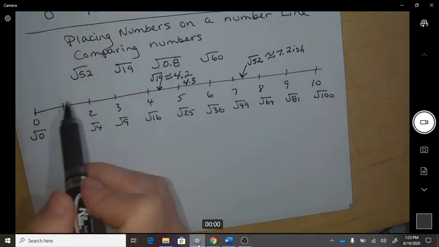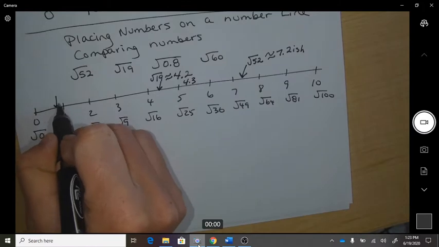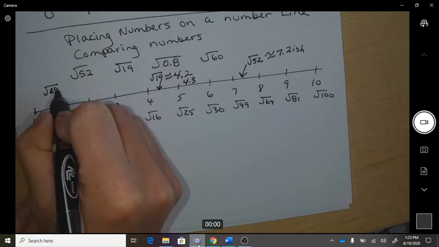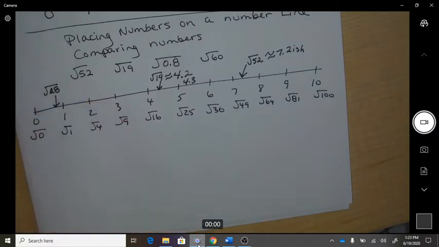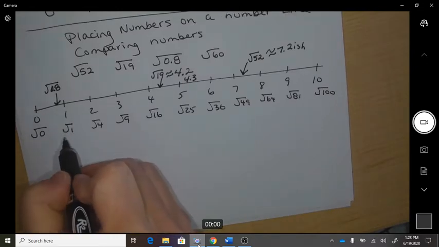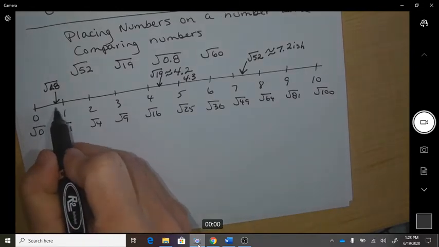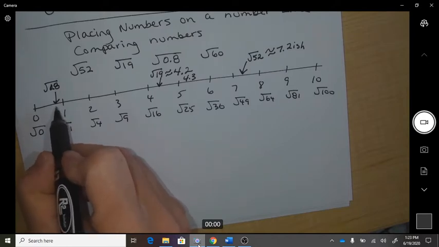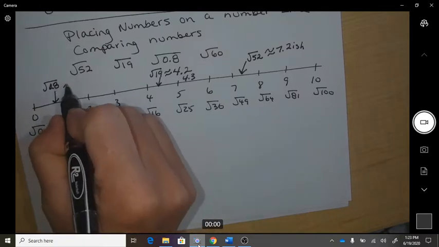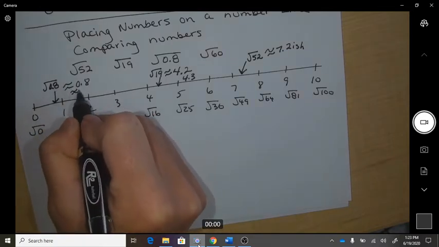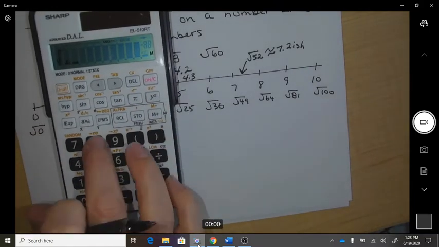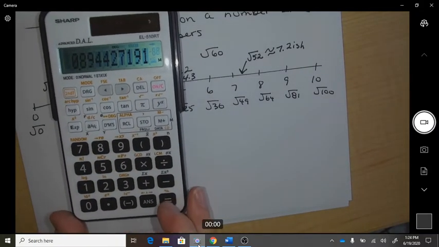So square root of 0.8, that would be down here. So my guess would be on the number line from 0 to 1 that it might be close to, I don't know, up here, 0.8, 0.9. Some kind of guess like that. So let's check it out. Square root of 0.8 is 0.89.